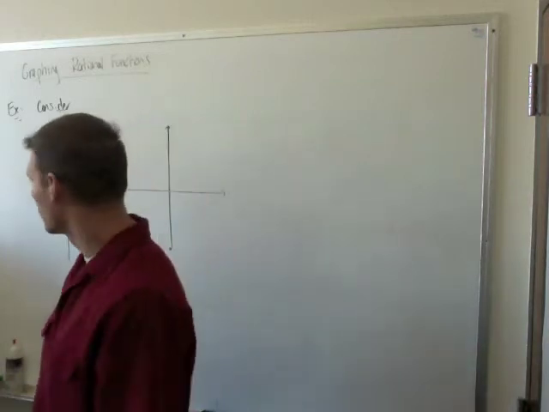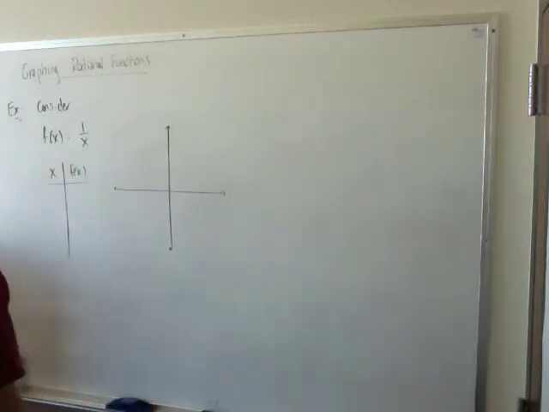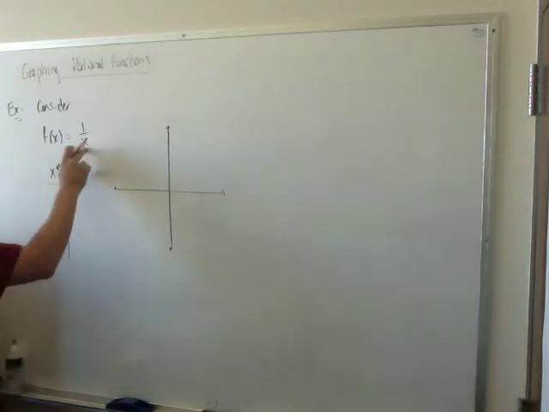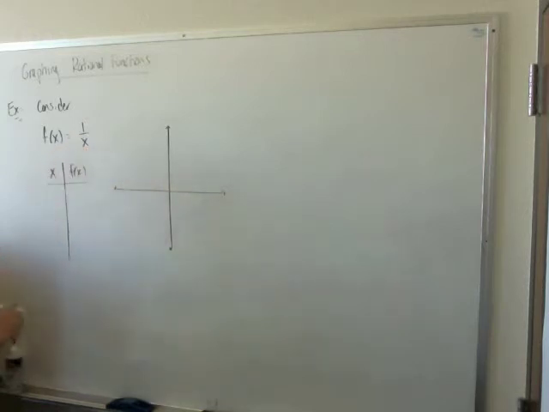We're going to consider this first function, f of x equals 1 over x, and it's an easy one to graph. Let's just plug in some points and see what's going on. Obviously I can't plug in 0, 0 is not in the domain. Plug in 0, get 1 over 0, which is undefined. But if I plug in 1, I get 1. If I plug in negative 1, I get negative 1. If I put in 2, I get 1/2. If I put in negative 2, I get negative 1/2.